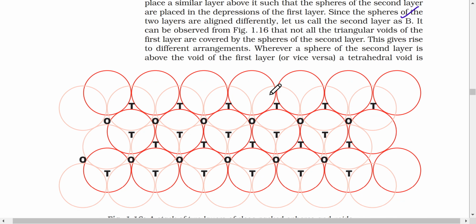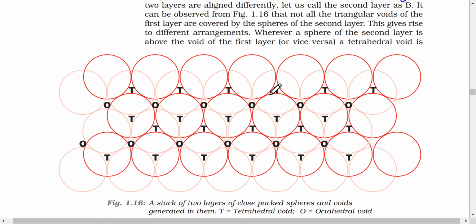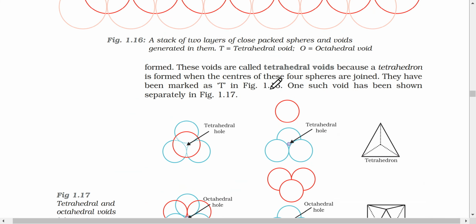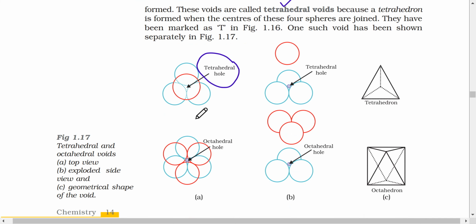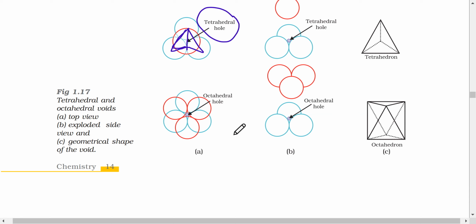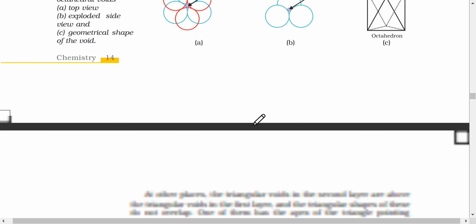Whenever a sphere of the second layer is above the void of the first layer, or vice versa, a tetrahedral void is formed. These voids are called tetrahedral voids because a tetrahedron is formed when the centers of these four spheres are joined. They have been marked as T. ठीक है, यहाँ पे इन्हें दिया हुआ है. This is a tetrahedral void. This is a tetrahedral hole. You have four atoms like this. जब हम इनके centers को join करते हैं ना, it's somewhat tetrahedrally बनेगा. Fine. यहाँ पे again, अभी octahedral की बारी आएगी next वाले में.